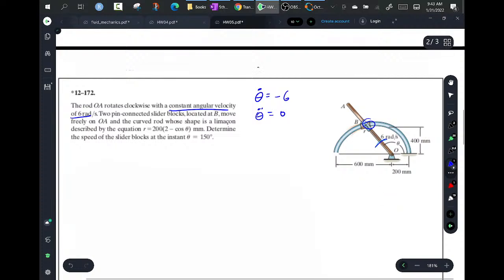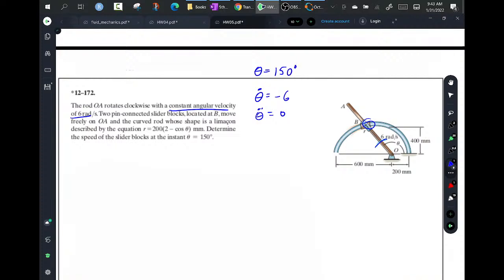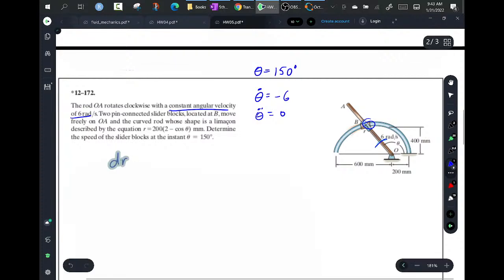You have also 150 degrees. Now you're down in here doing this. Your next goal is to take R and then find R dot and then find R double dot. So that's our goal right here. We already know what that is, so let's just go straight after R dot.